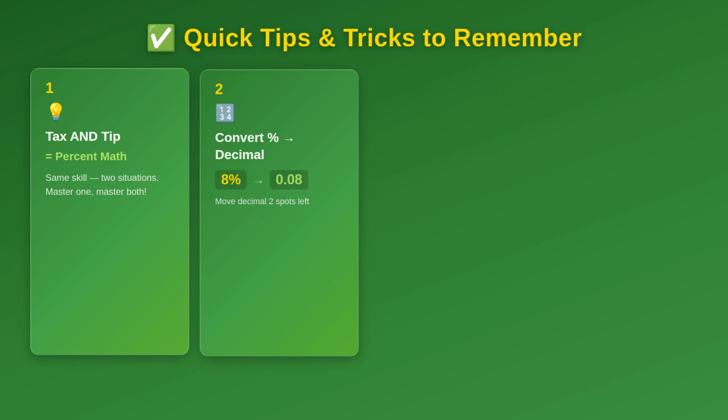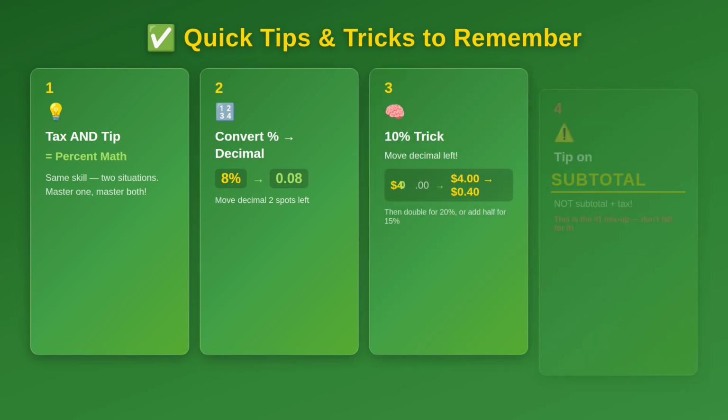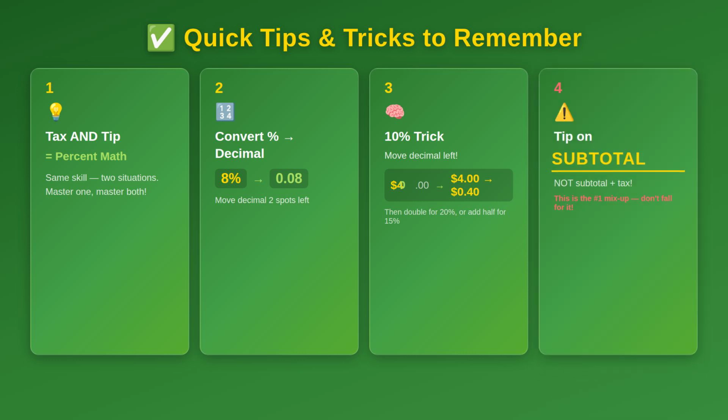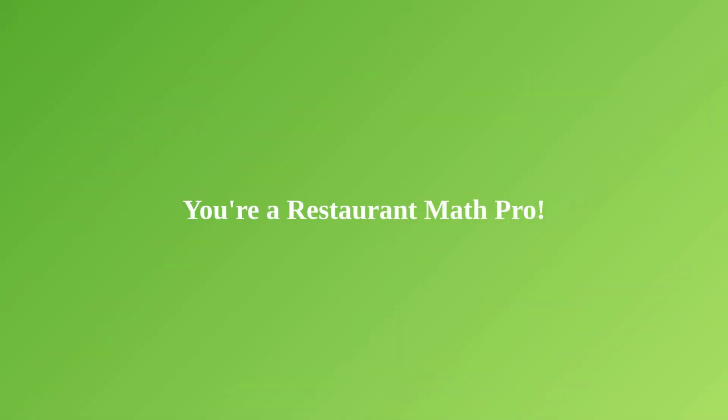You've got this. Before we wrap up, let's lock in the most important tricks. First, sales tax and tips are both just percent calculations. Same skill, different situations. Second, always convert your percent to a decimal before multiplying. Just move that decimal 2 spots left. Third, the 10% mental math trick is your best friend. Find 10%, then double it or add half. Fourth, and this is the one people mix up, tips are calculated on the subtotal above, not on the subtotal plus tax. Keep these 4 rules in your back pocket and you're set for any restaurant in America.